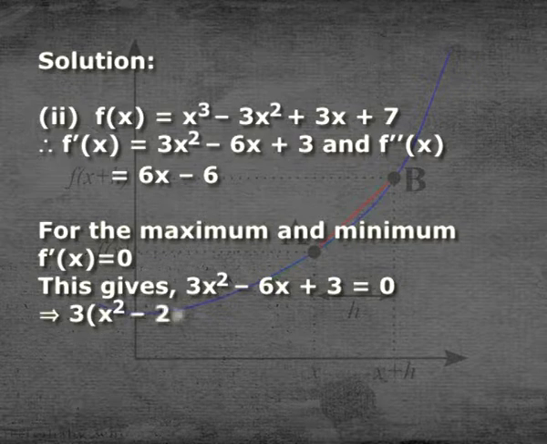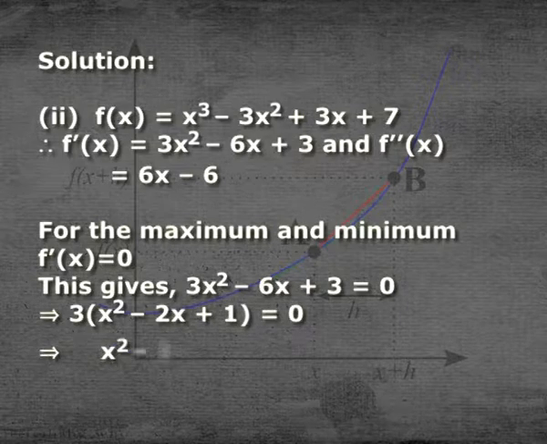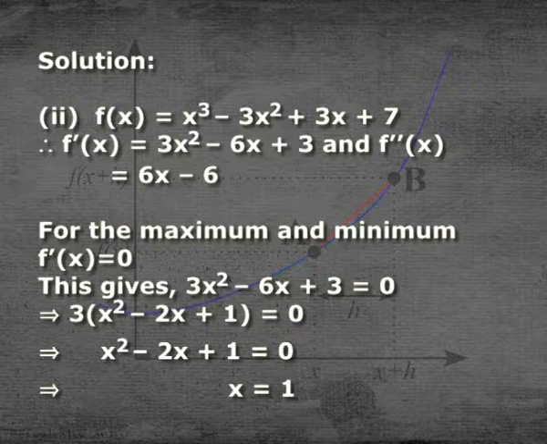Now for the maximum and minimum, we know that f dash x is equal to 0. So this gives us 3x square minus 6x plus 3 equals 0. So that implies 3 into (x square minus 2x plus 1) equals 0. So that is equal to x square minus 2x plus 1 equals 0. So this is giving us x equals 1.